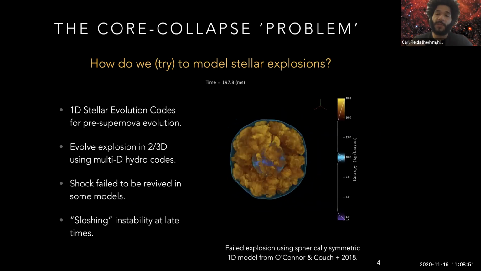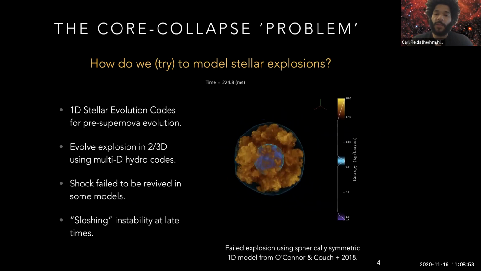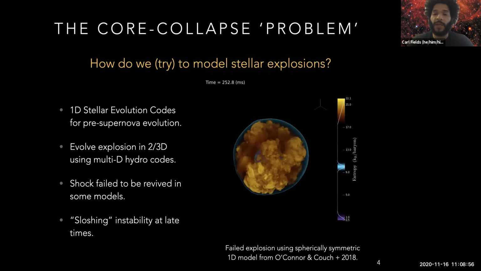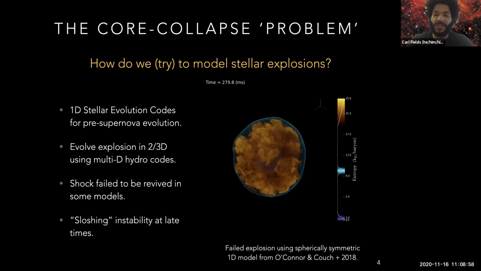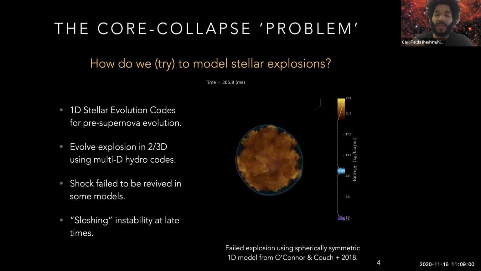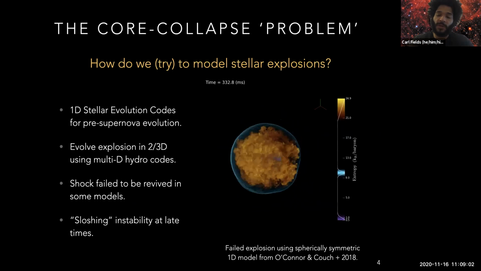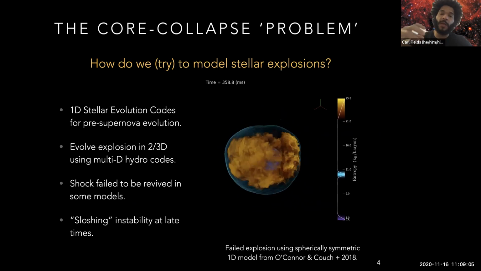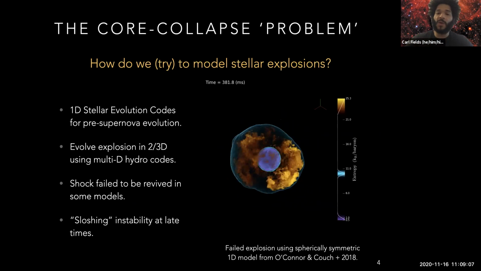But you'll get simulations like on the right, where I'm showing a 3D simulation of a 20 solar mass model produced by someone on this call, actually, that's failing to explode. So you have the protoneutron star in the middle, you have the shock initially expand outward, and then it stalls, and then it falls back down. You have some sort of oscillation at late times. This is something called the standing accretion shock instability. But overall, the model fails to reach shock revival during the time of the simulation. So the simulation is eventually stopped.